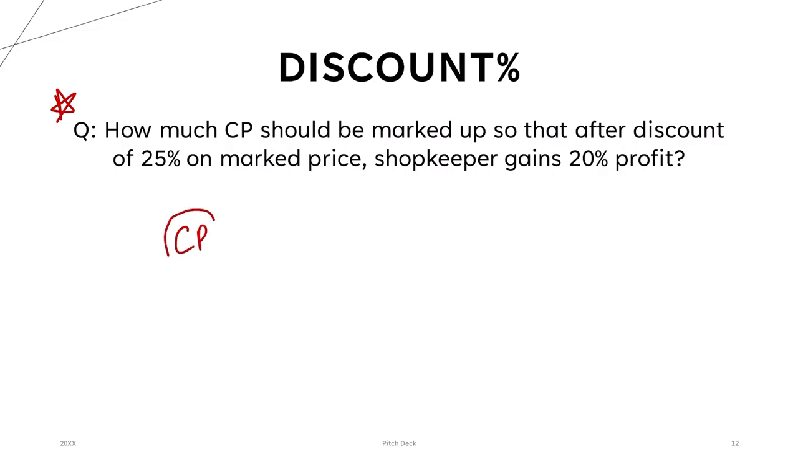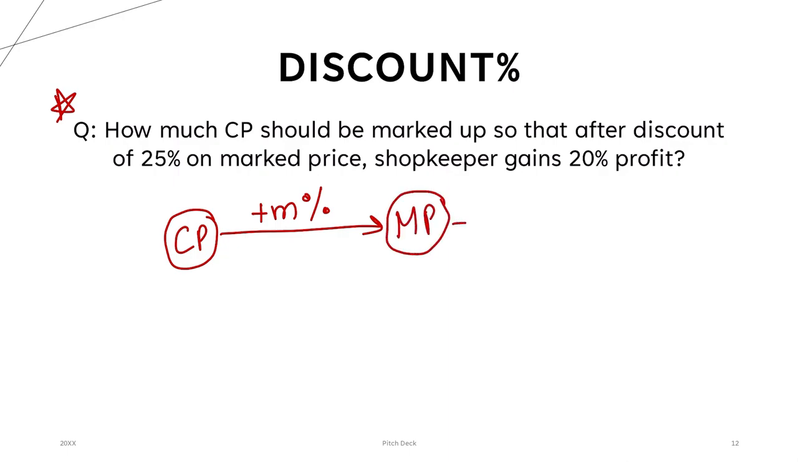He bought it for some price. He marked it up to something. We don't know what M is. And we are getting some MRP or MP, marked price. Then after that, he provided a discount of 25%. And that is his selling price. Now, in the whole transaction, he is making a 20% profit. What is M percent he is asking you? How much did he mark it up?